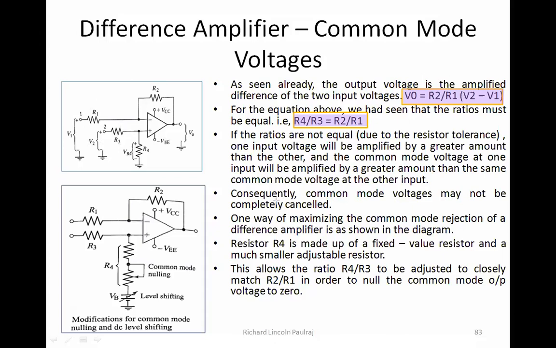So if the ratios are not equal, which means R4 by R3 is not equal to R2 by R1, then what's going to happen?